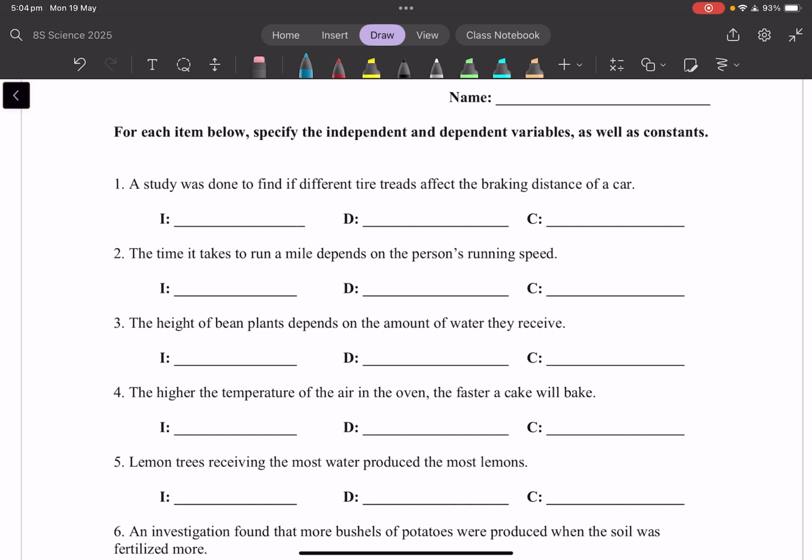Question 1. A study was done to find if different tire treads affect the braking distance of a car. So what is the thing that I am intentionally changing? Well, I'm intentionally changing the tire treads in this example, so I would write down the tire tread. And what is the thing that we are deliberately testing? Well, we're deliberately testing the braking distance.